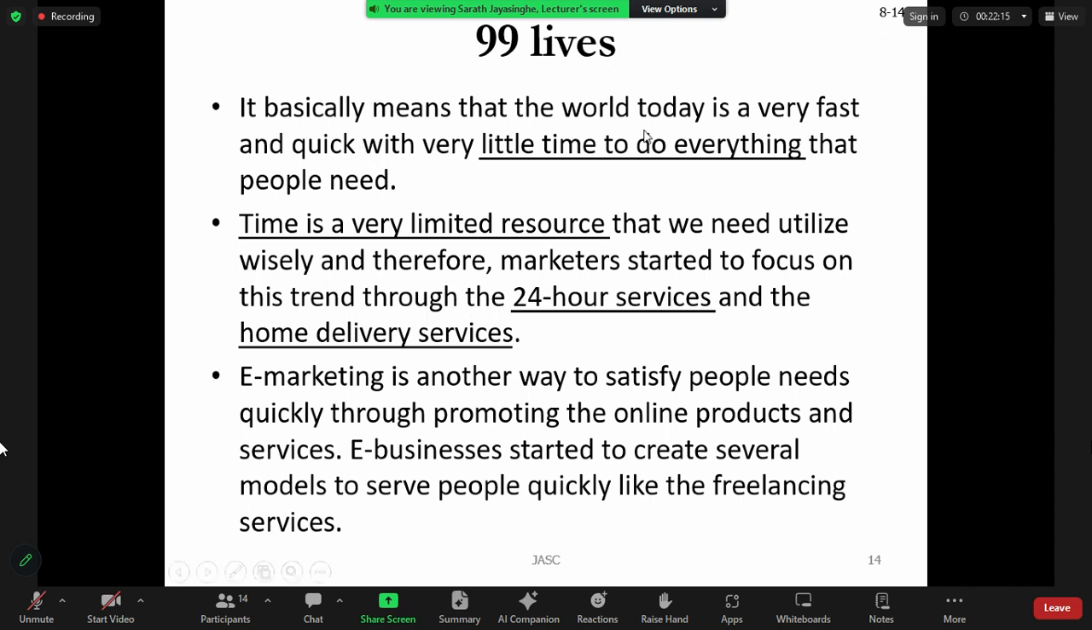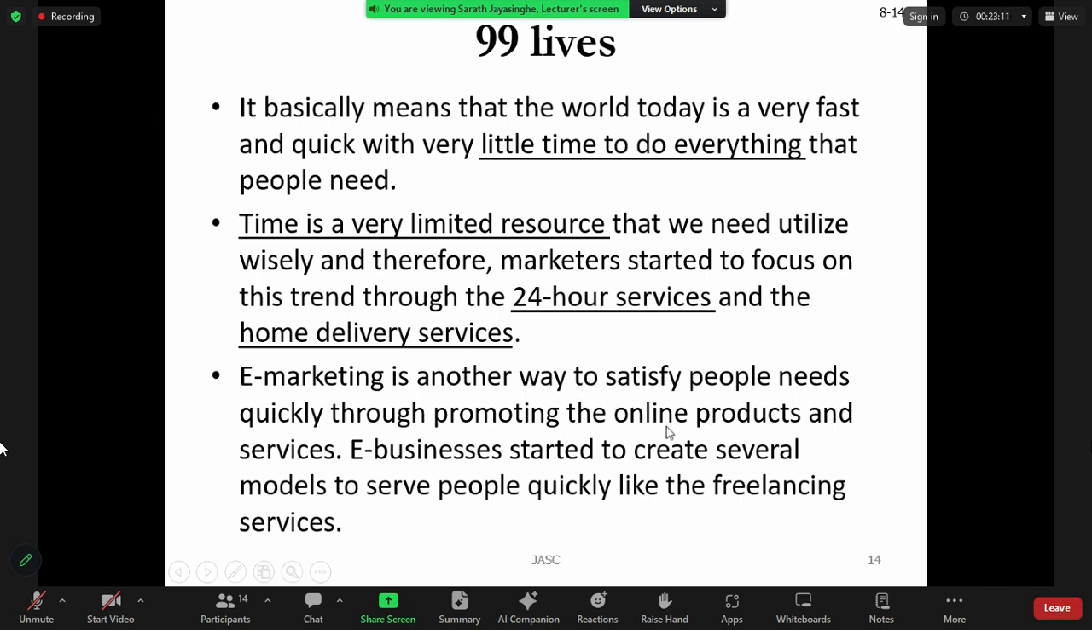So basically, the world today is very fast and quick, with very little time to do everything that we need. In your age, you are planning something: getting a job, marrying, getting a house and vehicles, going abroad, right? So as you go up and up, you can see more requirements, and you feel some lack of time. 24-hour services are because of this now. Time is a very limited resource that we need to utilize wisely, and therefore marketers started to focus on this trend with 24-hour services and home delivery services, because you have a lot of things to do and you have to save your money. Therefore, home deliveries and many things like that are coming.